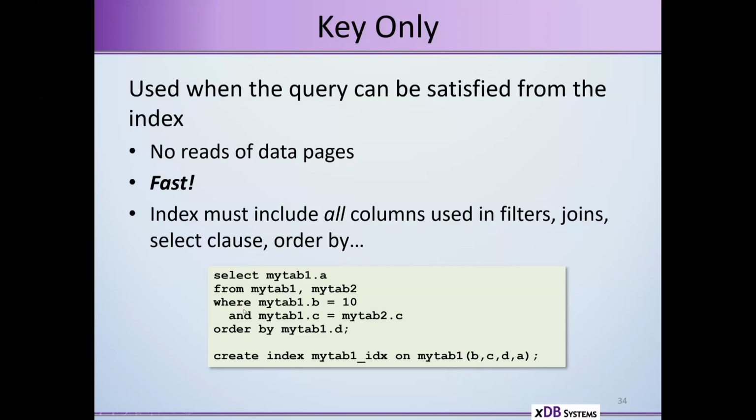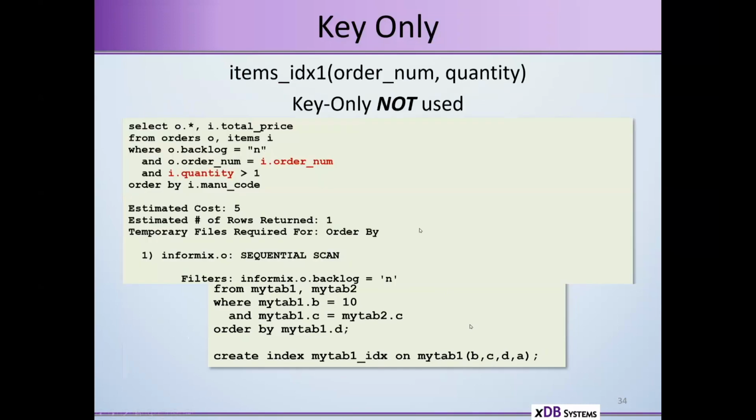So in this case, this silly little example here, we've got two tables. We're specifying a value for the filter. We're specifying a column for the join. We've got an order by and our select. In order to get a key only scan of this my tab one, we would need an index starting with B because that's our filter, C for our join, D for our order by, and A for our select. Okay. So we need all the columns in the index and then we can get a key only read.